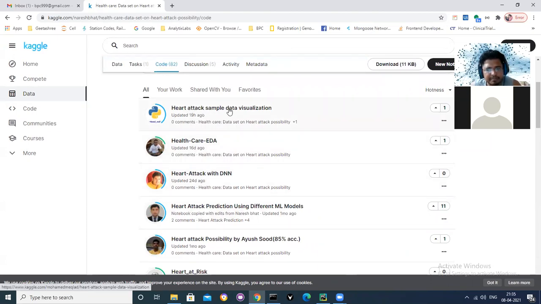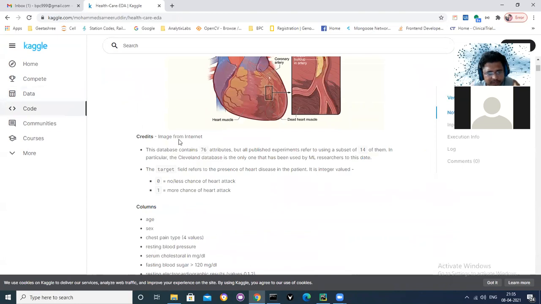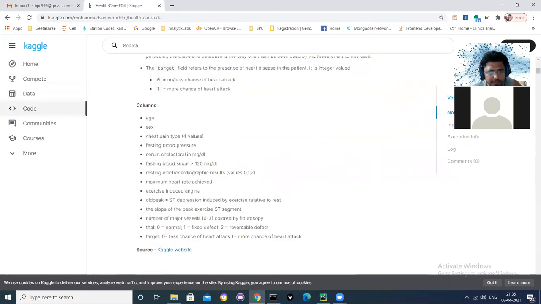This one is heart attack sample data visualization we saw first. Let us see what this person has done. The database contains 76 attributes, but all published experiments refer to using a subset of 14 of them in particular. So he has made some internet search and figured out that actually 76 attributes were there, but 14 of them were given here. And these are the columns you see.